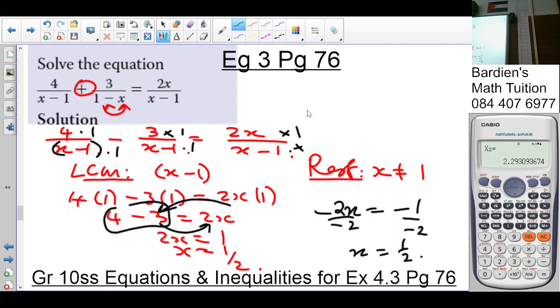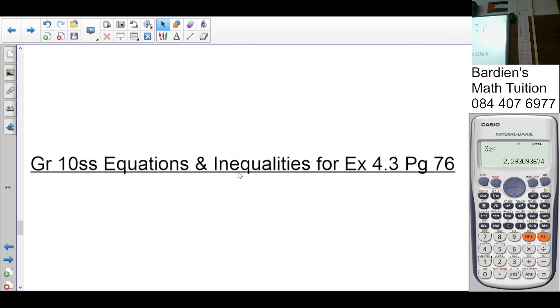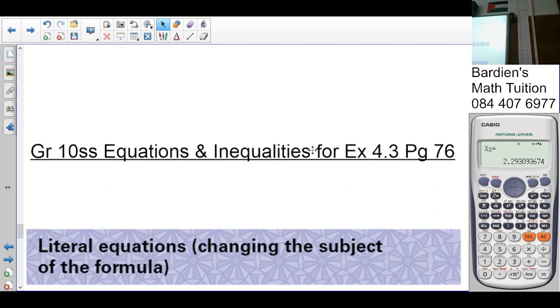Okay. Anything else, people? No. Alright, so that basically brings us to the end of the examples for exercise 4.1.